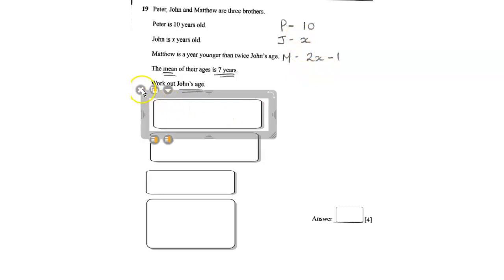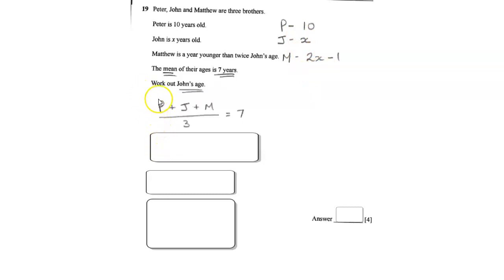So first things first, to get the mean of things, you basically add them up and divide by how many there are. So you can see there's Peter, there's John, and there's Matthew. So there's 3 people, so we're dividing by 3. And because I've got 7 here, it's because they give you the mean. The mean of their ages is 7 years.